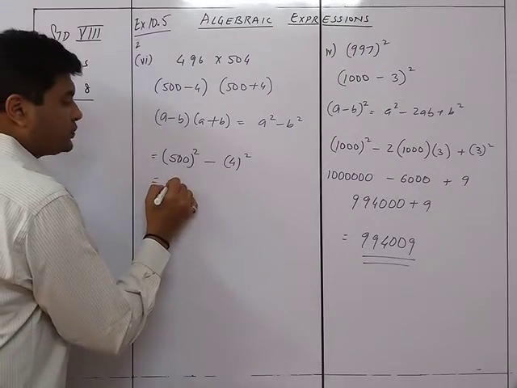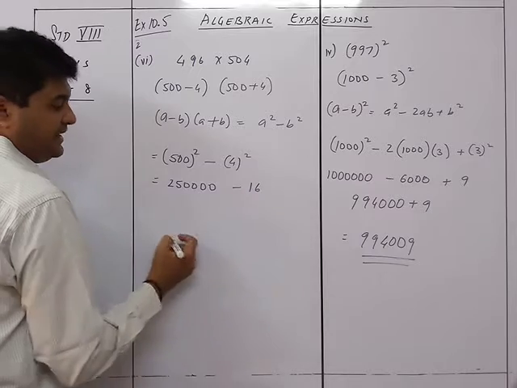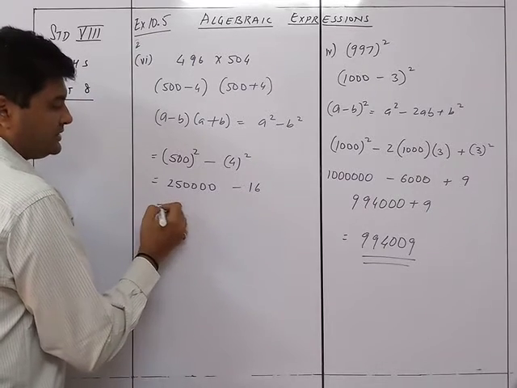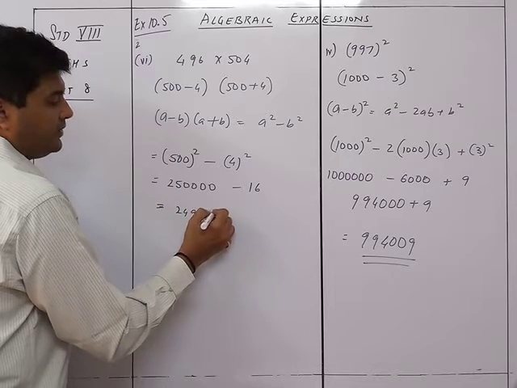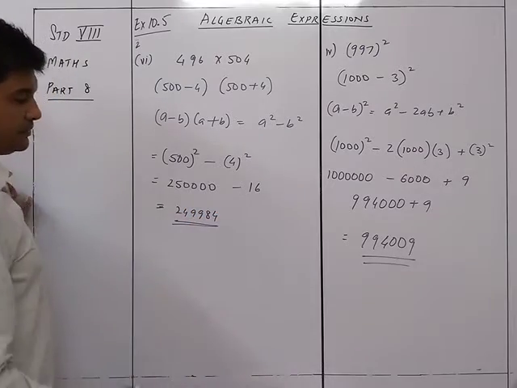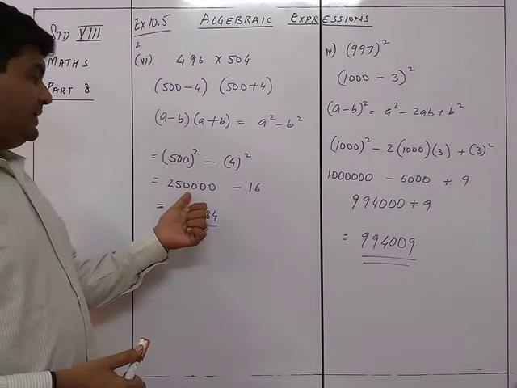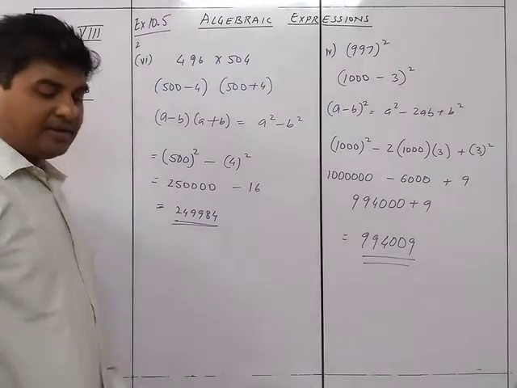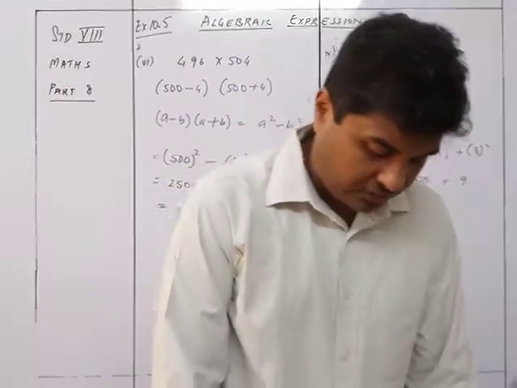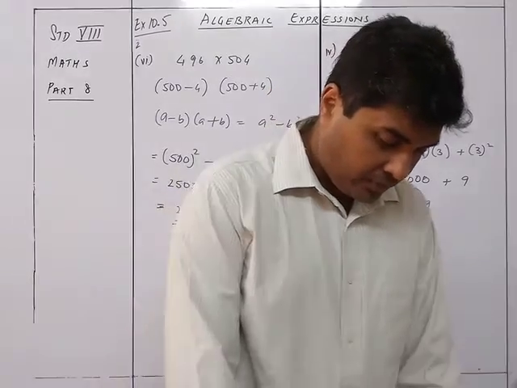So 500 the whole square is 25 and 1, 2, 3, 4 zeros, and this is minus 16. So that will give you as 249,984 as the answer. Understood? That is 2,50,000 minus 16 will be 2,49,984. So that was the answer for sum number 2nd ka 6th sum.